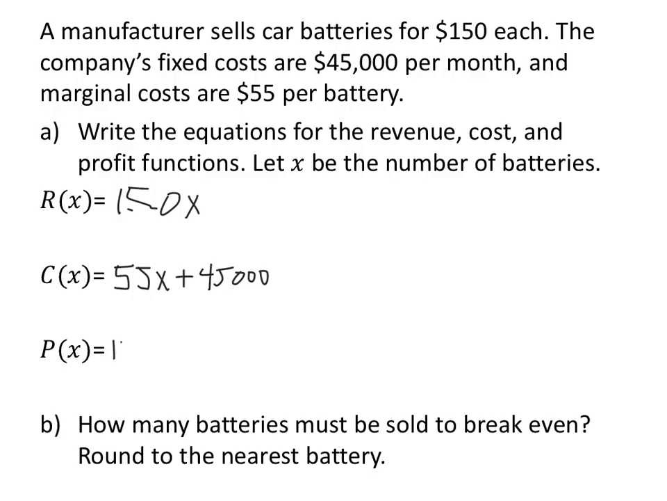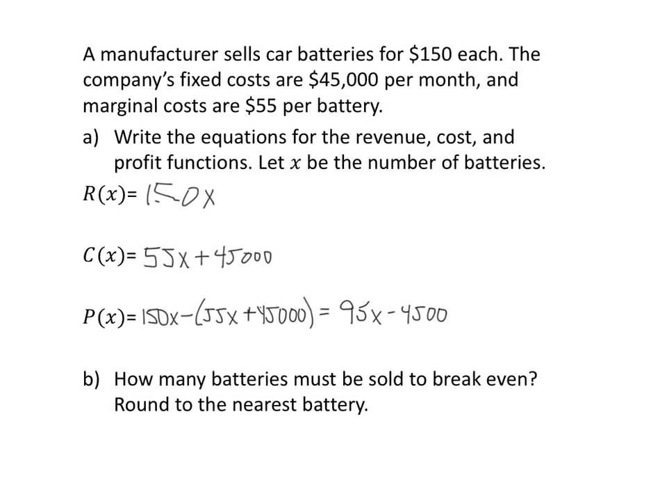Together, we know that profit is revenue minus cost, so it's 150x minus all of the cost function, so I use parentheses, minus 55x plus my 45,000. My pen's a little slow. And then simplify this, people. It's going to be easier for you later. So 150x minus 55x is 95x. And distribute the negative to get a negative 45,000. Don't pay attention to that double zero. I'll catch it here in a minute.